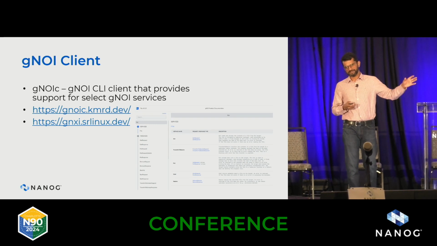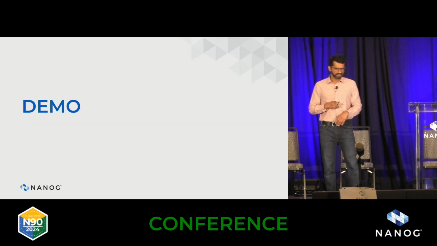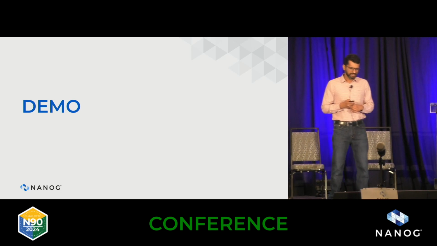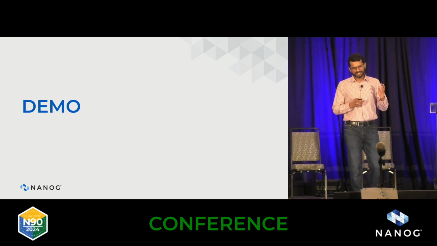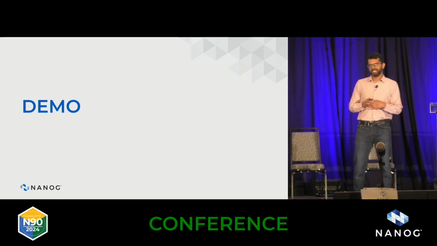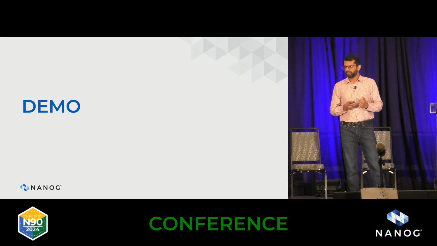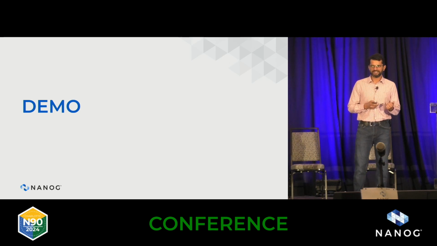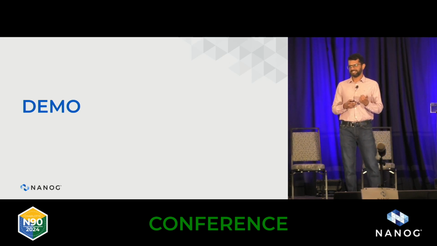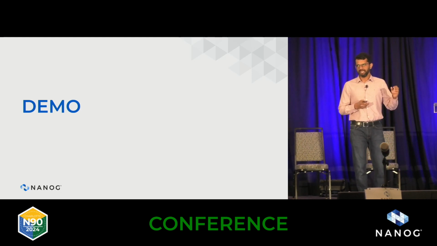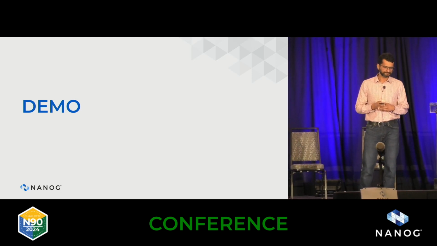So we have the services, we have our client. Now let's go into the demo. In this demo, a recorded demo again, we are going to upgrade a Nokia 7220 IXR based on Tomahawk 3, IXR-H3. We are going to upgrade it from release 23.7 to release 23.10, using the process that we described earlier and using the RPCs.